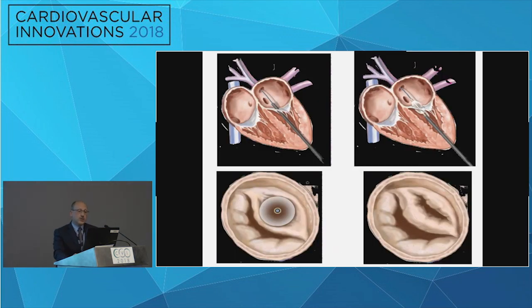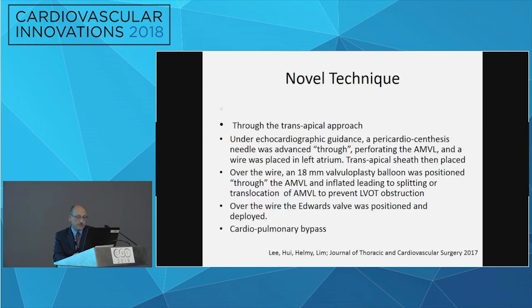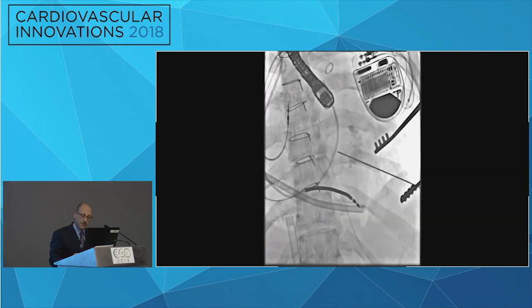So the proposed approach was to go through a transapical puncture and to puncture the anterior leaflet with a pericardiocentesis needle, introduce a wire across that puncture, balloon the anterior mitral leaflet, creating a defect and a hole, and deploy the valve in there. And this has been described as first in man in this publication, and I'll refer you to the rest of the team who actually participated in the publication and the procedure. So let's go through the steps, and I'll be very interested in getting input and feedback.